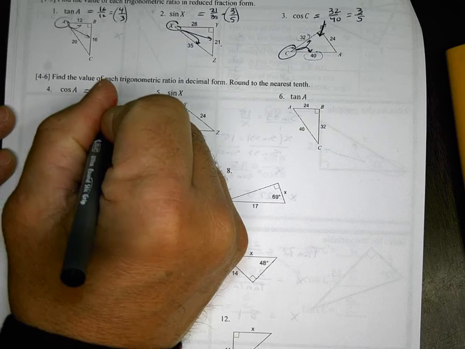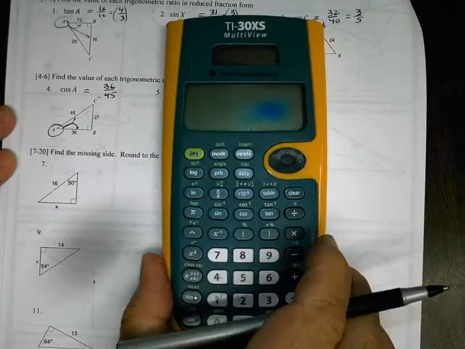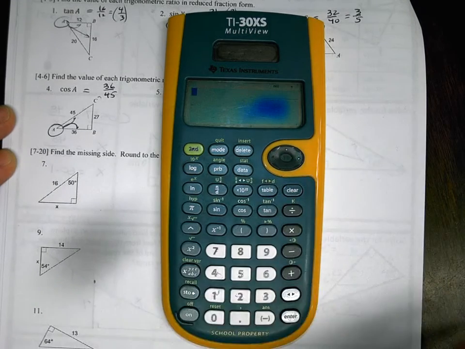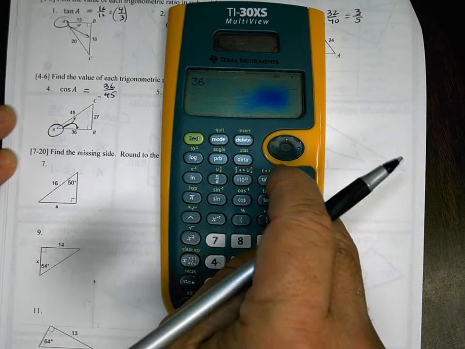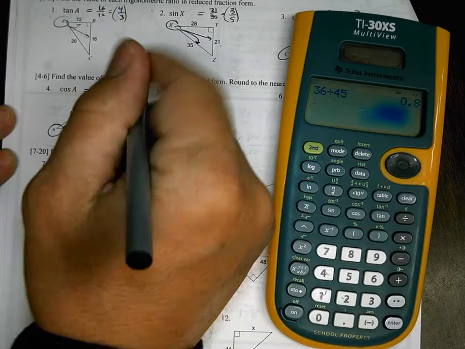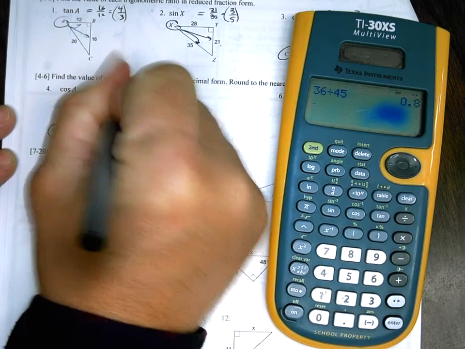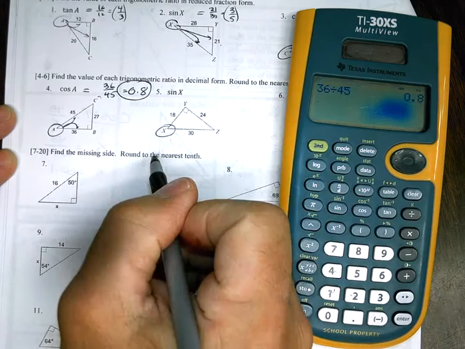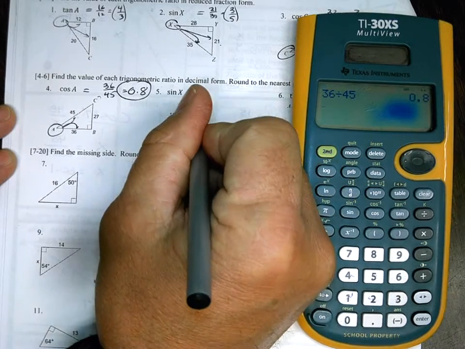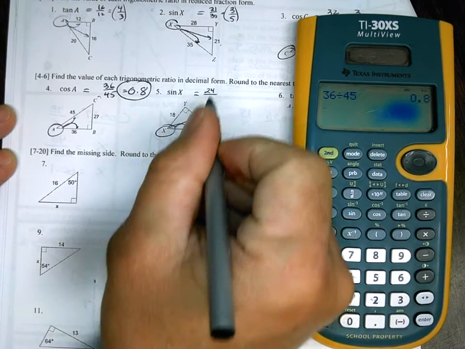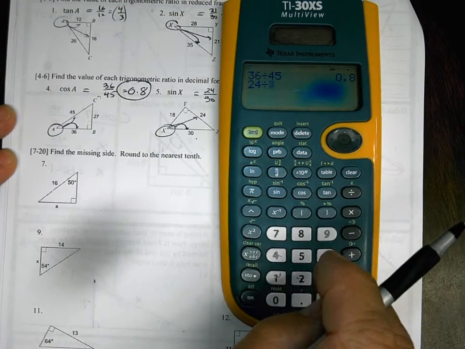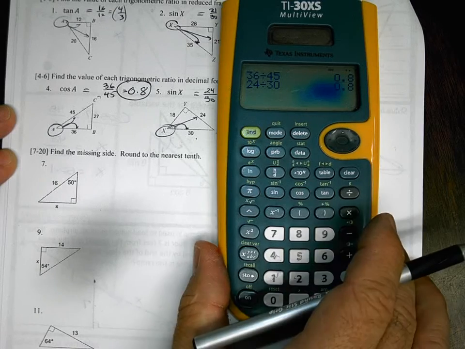So 36 over 45. Take my calculator here. 36 divided by 45 is 0.8. All right, the sine of x, sine is opposite over hypotenuse, so it is 24 over 30. In my calculator, 24 divided by 30 equals 0.8 again.